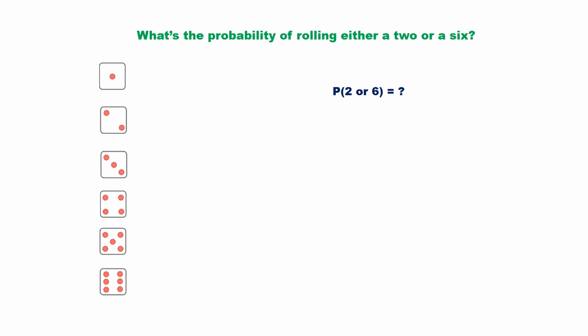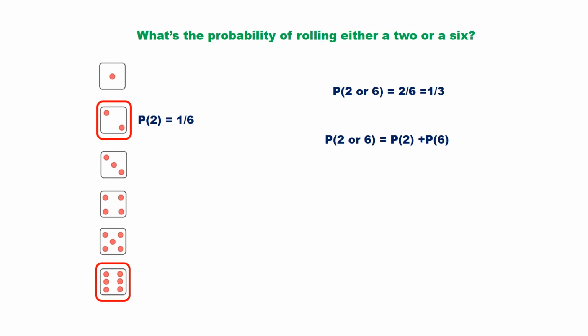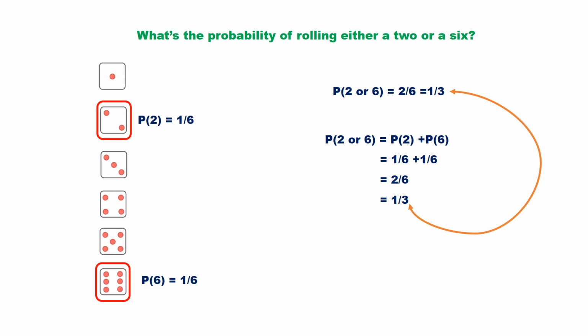There are two outcomes that correspond to this event. Hence, the probability is 2 by 6 or 1 by 3. Now, let us compute this by adding the probabilities of individual outcomes. Probability of 2 or 6 is equal to probability of 2 plus probability of 6. The probability of getting 2 is 1 by 6 and the probability of getting 6 is also 1 by 6. This is equal to 1 by 6 plus 1 by 6 is equal to 2 by 6 is equal to 1 by 3. This is the same as the result that we got earlier.